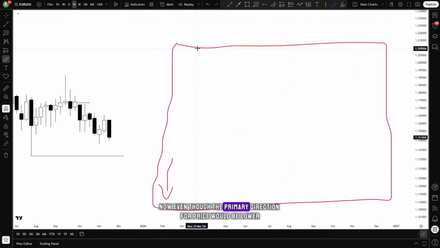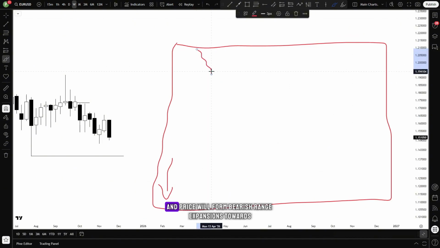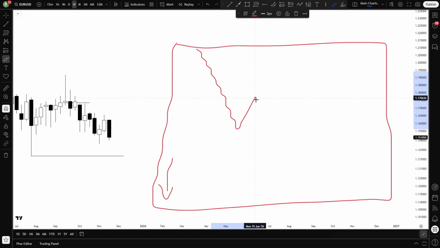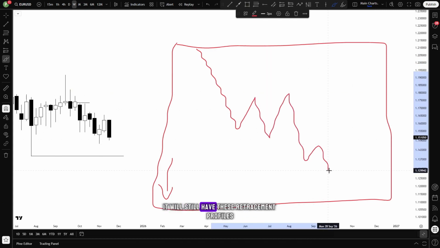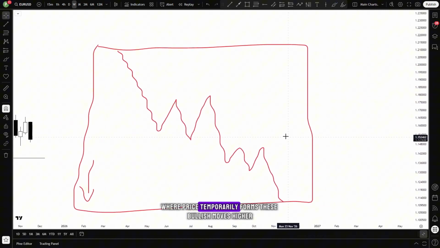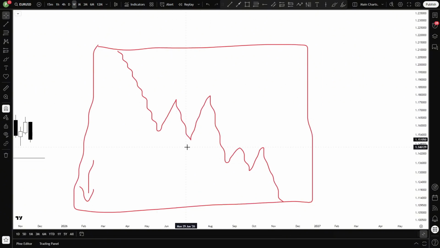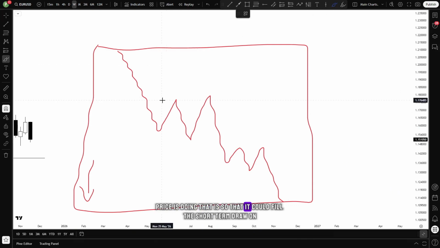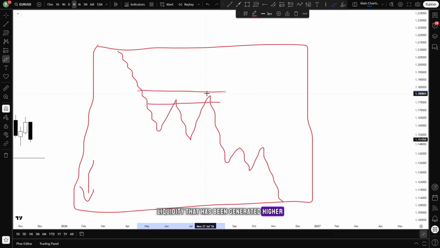Now, even though the primary direction for price would be lower and price will form bearish range expansions towards the long-term drawn liquidity, it will still have these retracement profiles where price temporarily forms bullish moves higher. Okay, despite having a primary bearish bias, there will still be these retracements where price moves higher and has short-term bullish price action. And the primary reason price is doing that is so that it could fill the short-term drawn liquidity that has been generated higher.